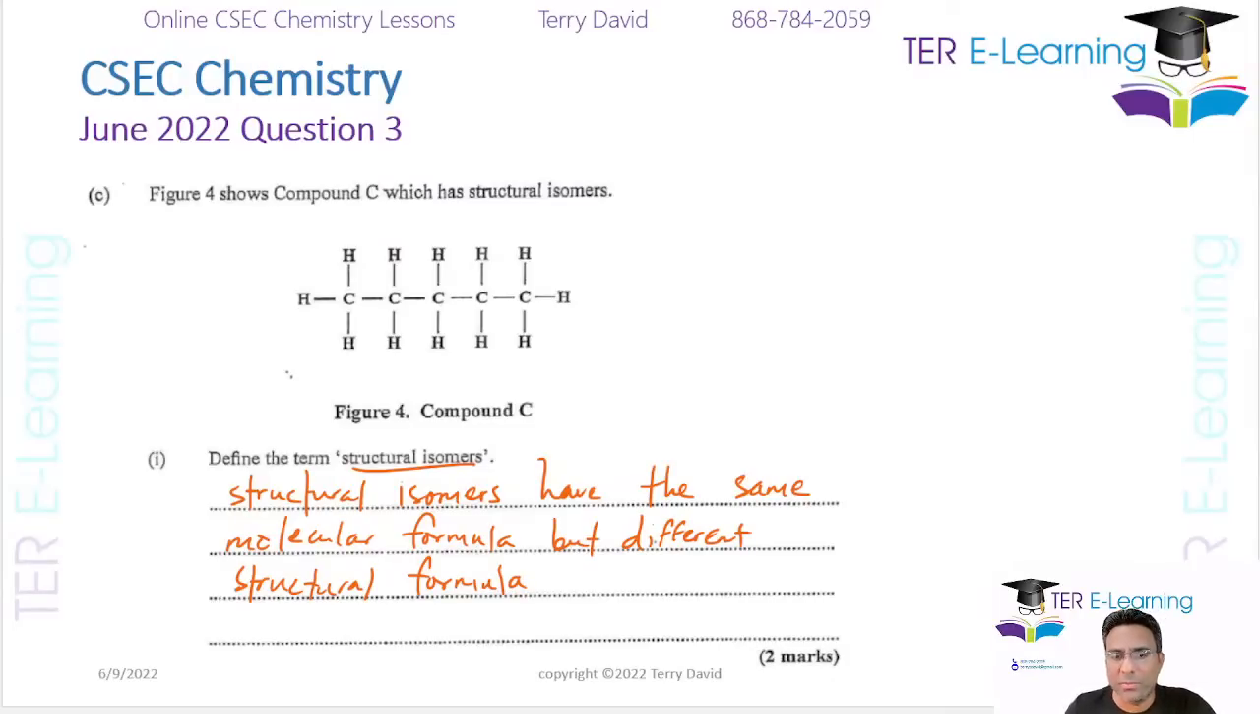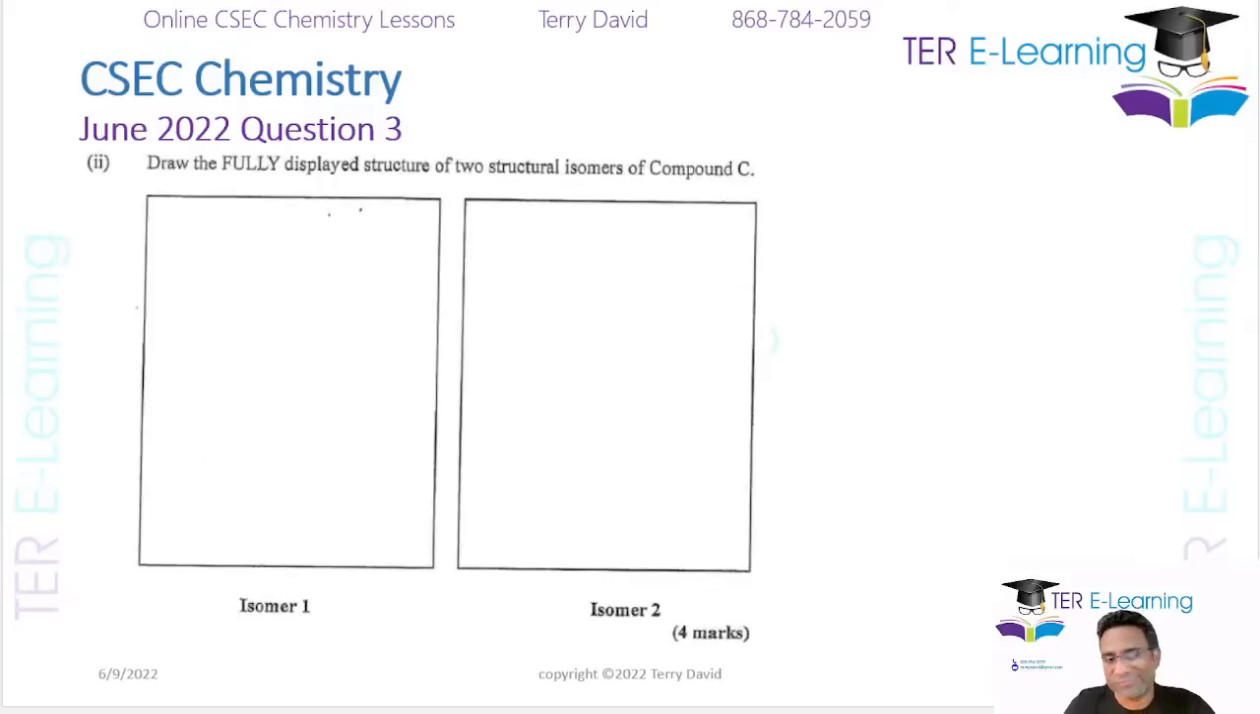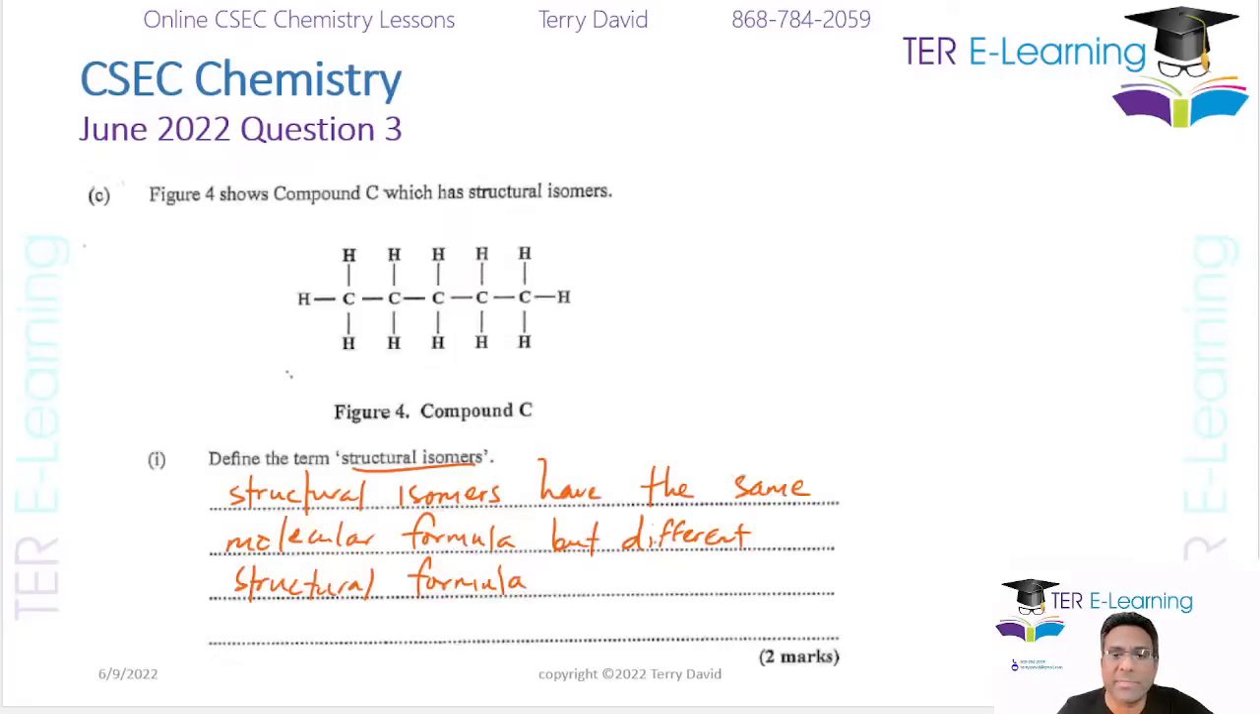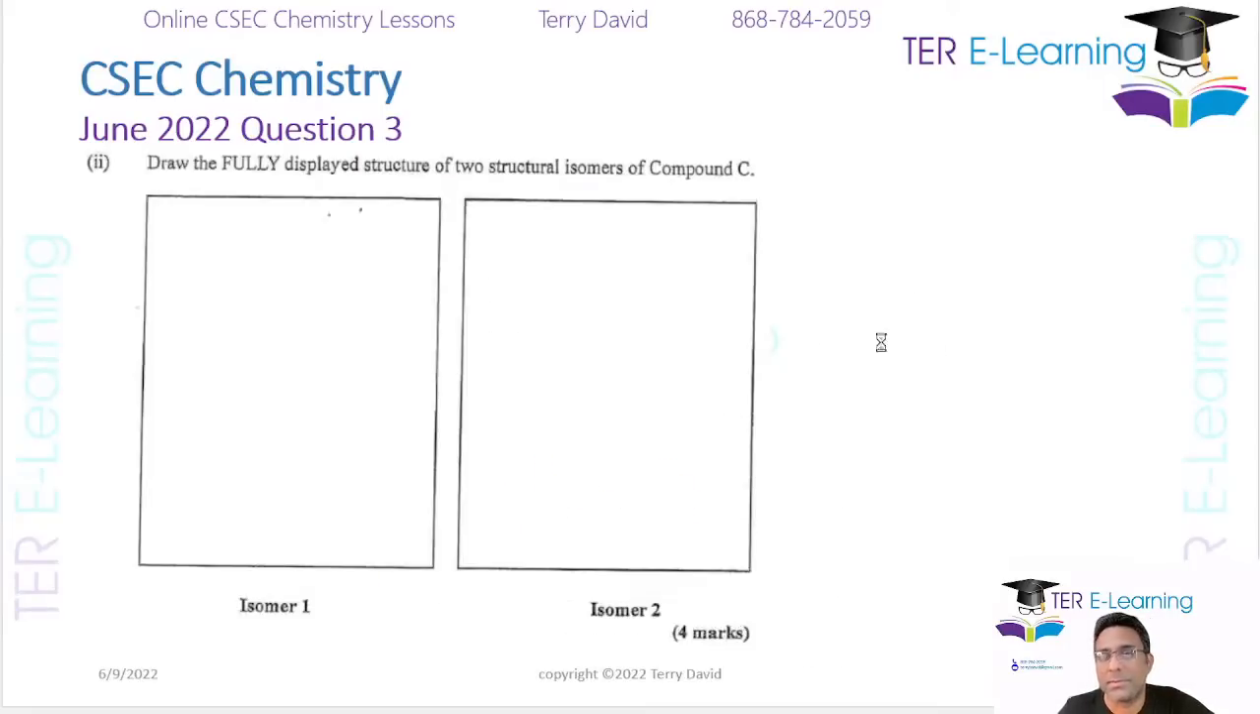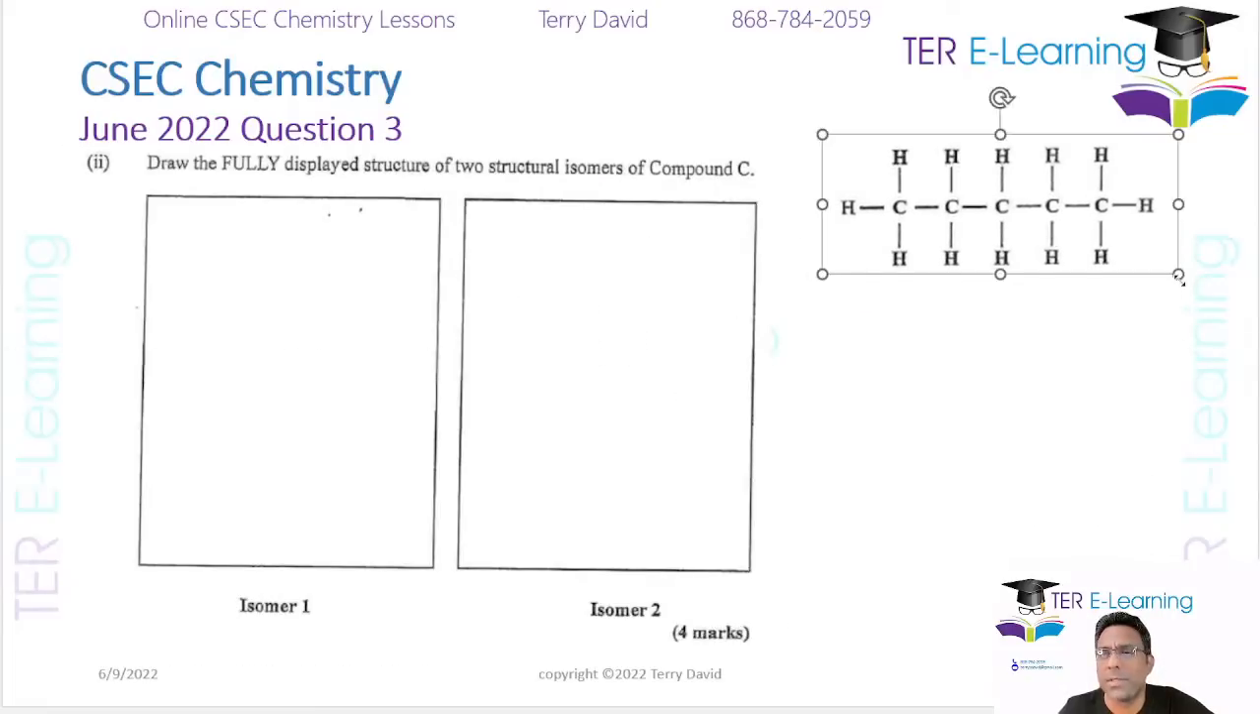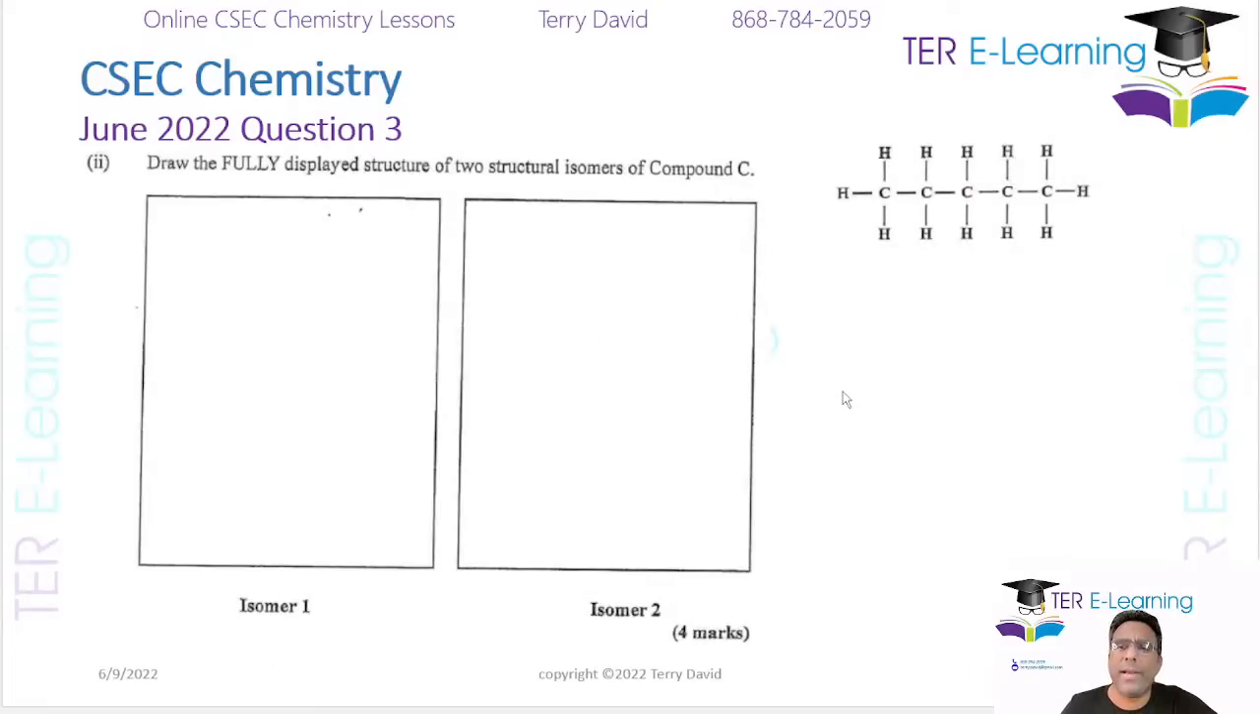All right, now the next thing that we want, so 2 marks for that. Easy stuff again. They want us to draw two structural isomers of compound C, right? So let me just pull across compound C here for you all. All right, so this is my compound here, and I want to draw 2 isomers here.